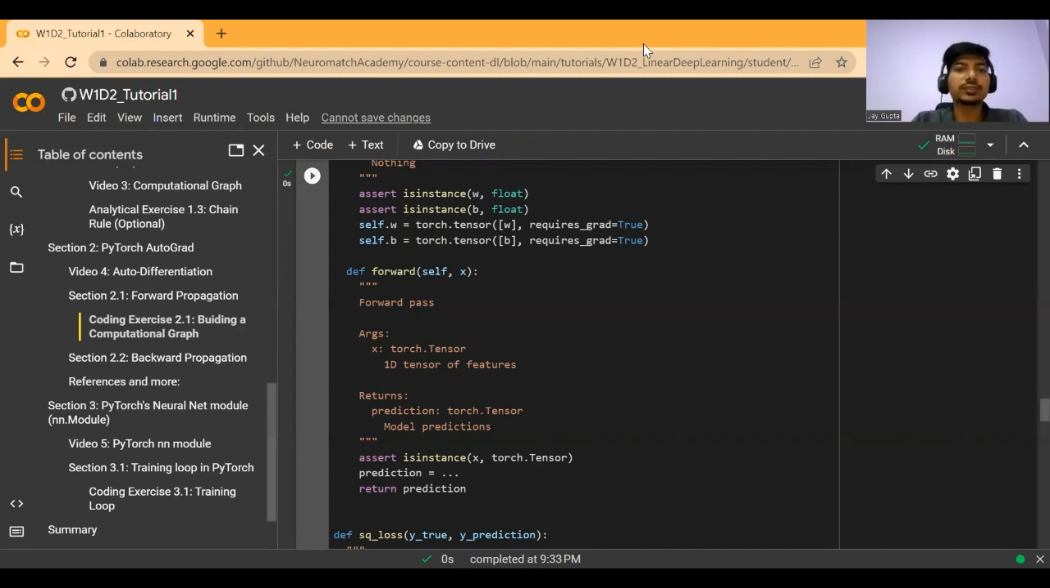Let's start with what is Autograd. Autograd is a computational framework that is used for automatic differentiation in machine learning. Essentially, it allows developers to compute gradients automatically for complex mathematical functions that are commonly used in neural networks.